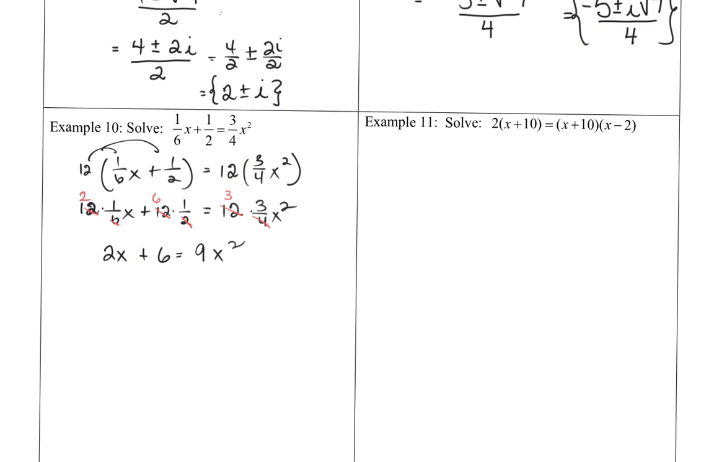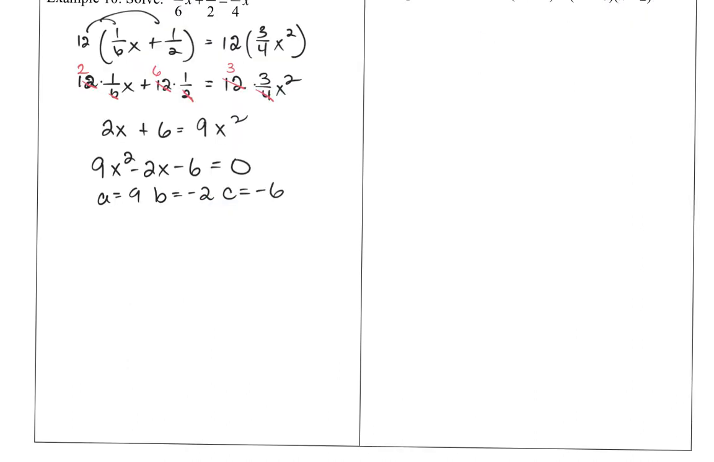Now, we need it set equal to 0 too, so let's go ahead and subtract these to the other side. And we'll have 9x squared minus 2x minus 6 equals 0. Unfortunately, we don't have a common factor, so A is 9, B is negative 2, C is negative 6. So go ahead and pause the video, write it out, make sure that you get the same thing that I got.